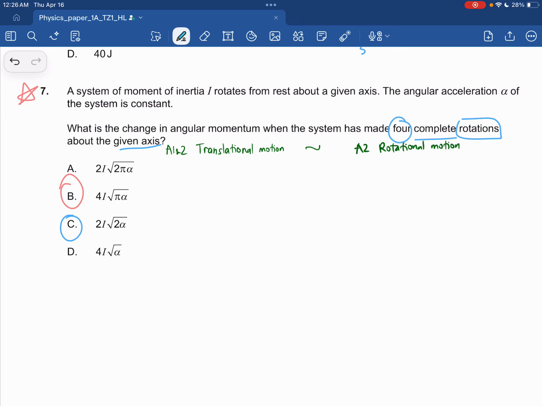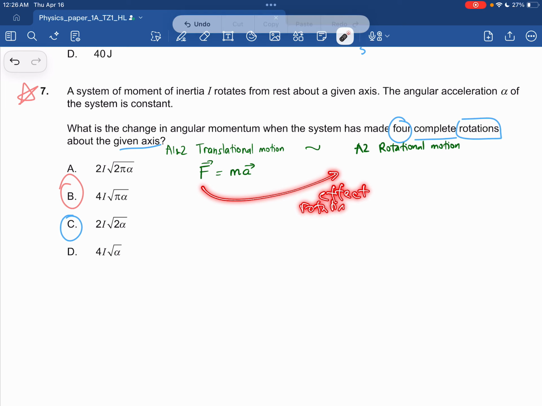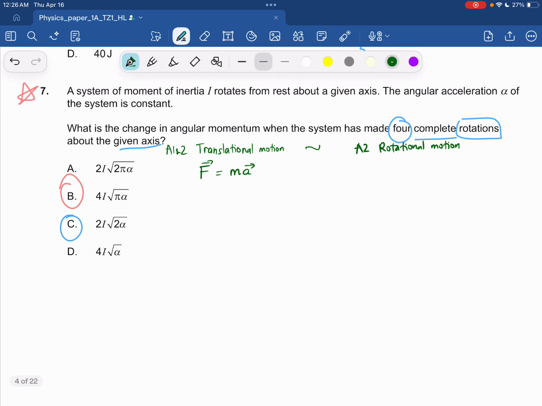Yes, so for translational motion, the very common equation we use is Newton's second law, right? Vector F equals m times vector a. And for rotational motion, instead of measuring the force as a factor that can change the translational motion, we study the rotational effect, which is measured by another quantity, the torque, and it is defined as r times F, with r as the radius.